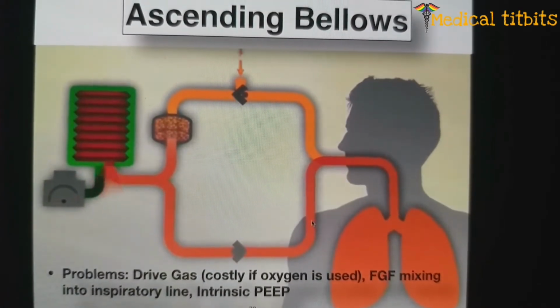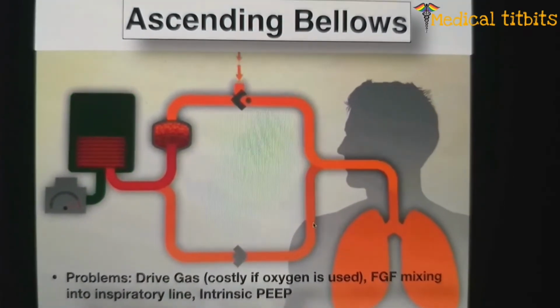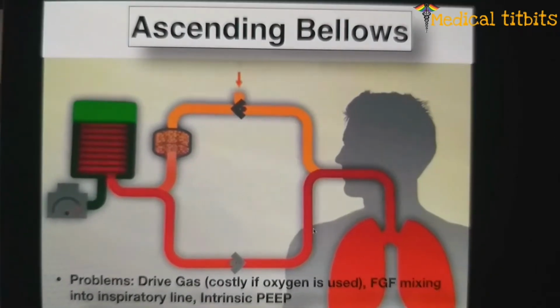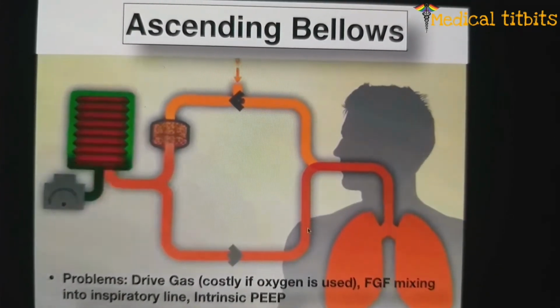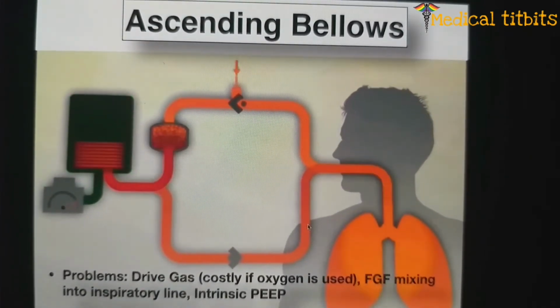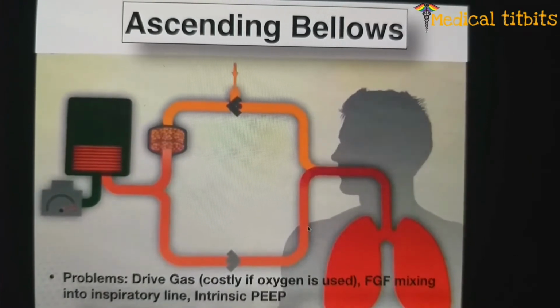So the problems of the bellows system: you need drive gas, and if you are using oxygen, it could be costly. There is fresh gas flow mixing in that line, and we have already seen what will happen. So you need a flow sensor, and there is a relative compensation, and there could be intrinsic PEEP.